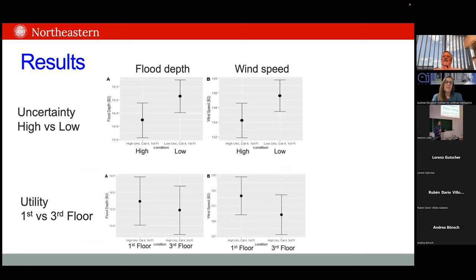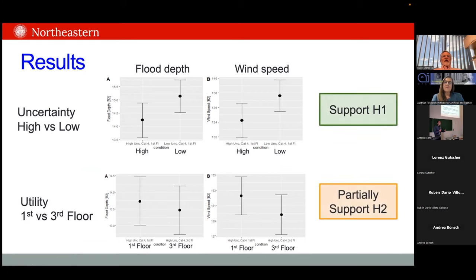Next, there are results for the uncertainty hypothesis one and the utility hypothesis two. We see that those who were presented hurricane messages with high uncertainty believe the hurricane to be less severe than those who see low uncertainty information. Supports hypothesis one. So there's lower cost, essentially, of shifting the belief because of the uncertainty.